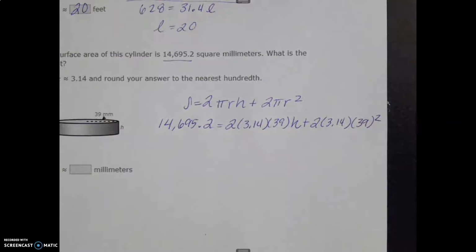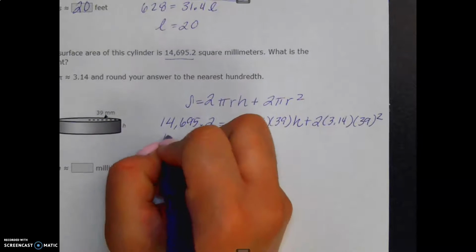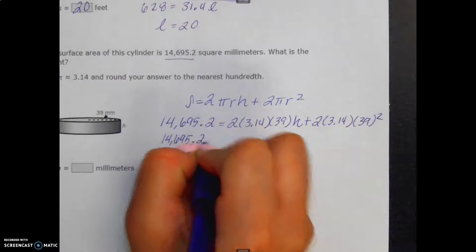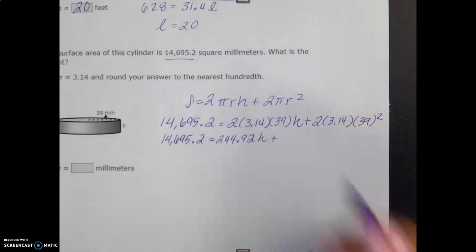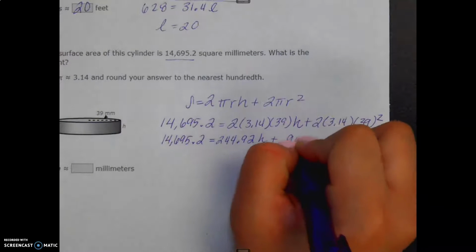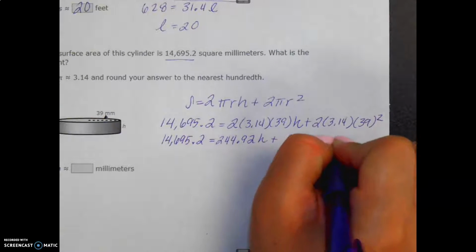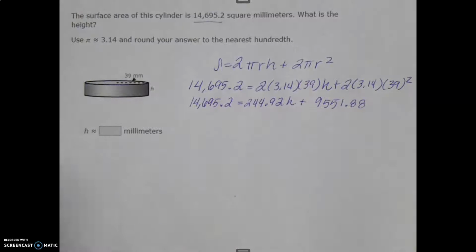All right, so all I did was plug in all the numbers. It looks big and ugly, but it's just some multiplication. So I need to do 2 times 3.14 times 39. All right, and then I'll just copy this down because I haven't touched it yet. And I get 244.92 H plus 2 times 3.14 times 39 squared. That is 9,551.88.